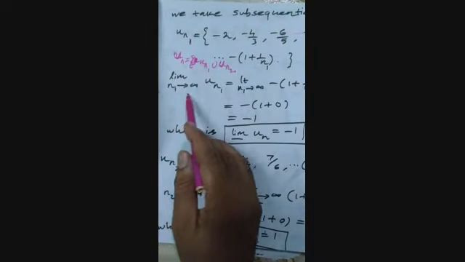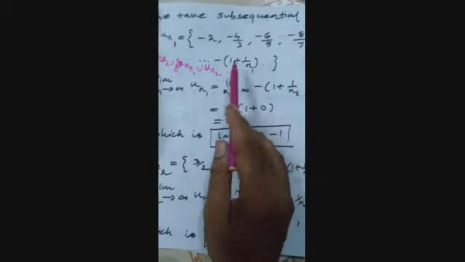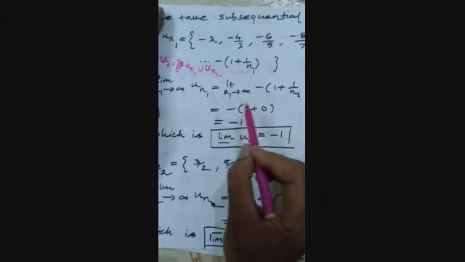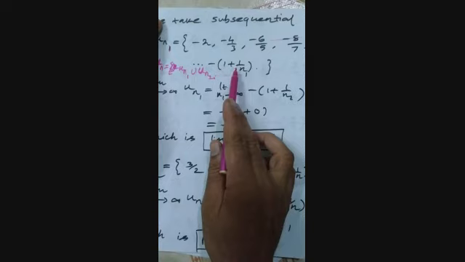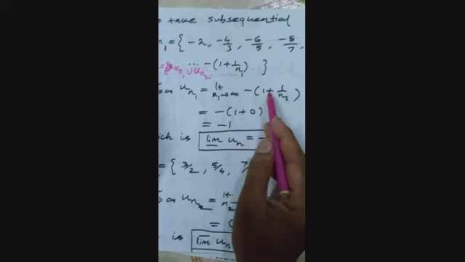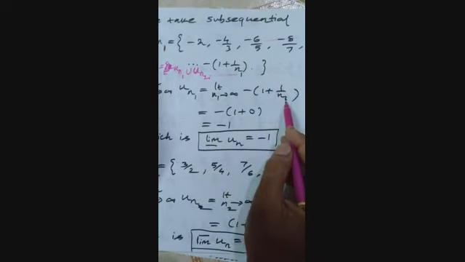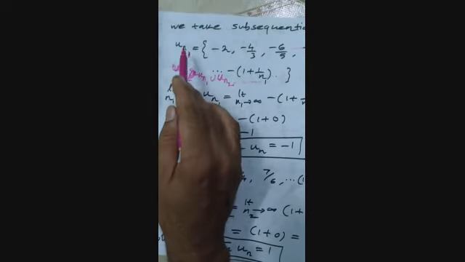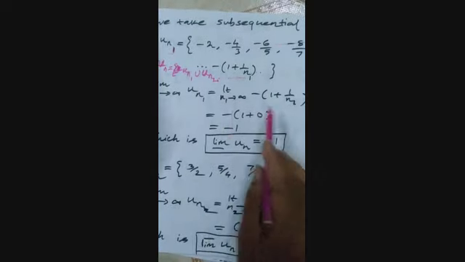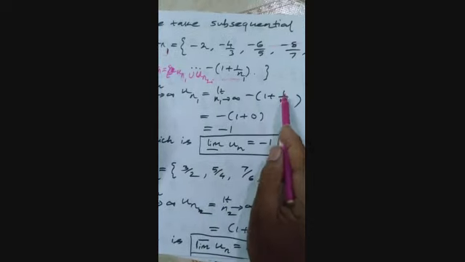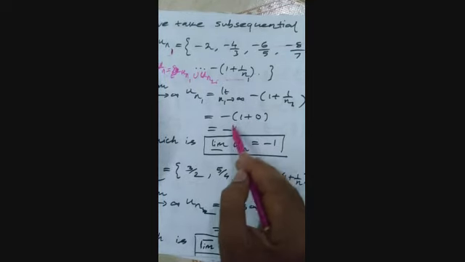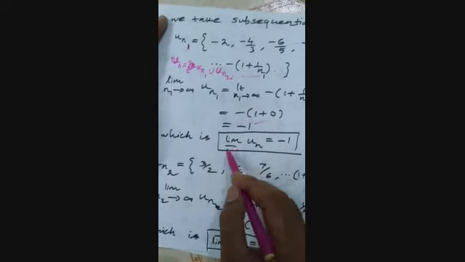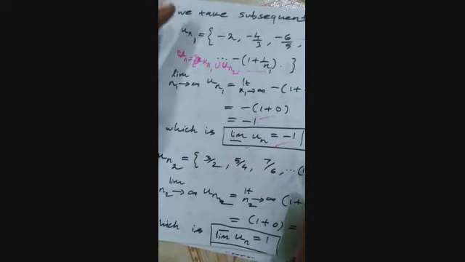Now I take the limit again. We know very well this one. I take the limit of the nth term of the sequence, minus 1 plus 1 by n1. Why I take n1? Because it is the subsequence u_n1. So applying this limit, we get minus 1, since 1 by infinity is 0. So minus 1 is called the limit infimum of the given sequence.